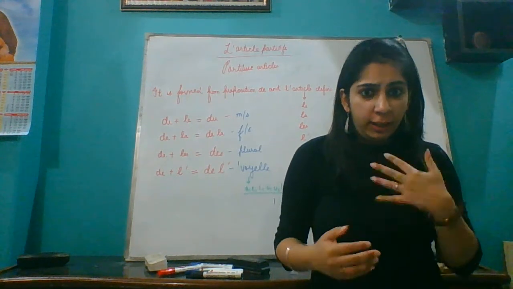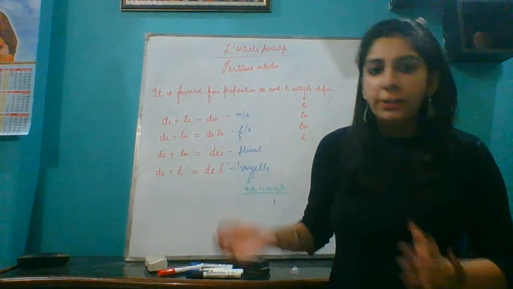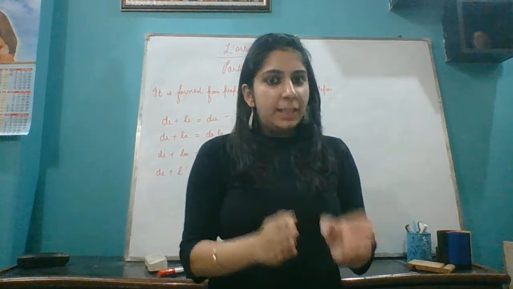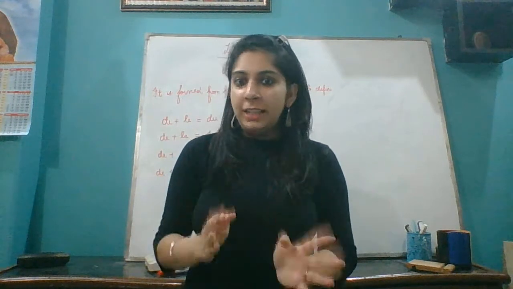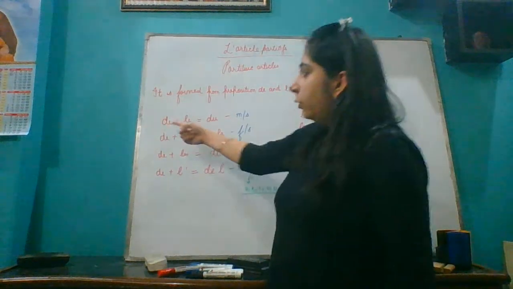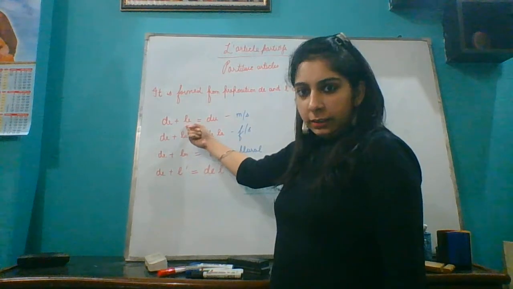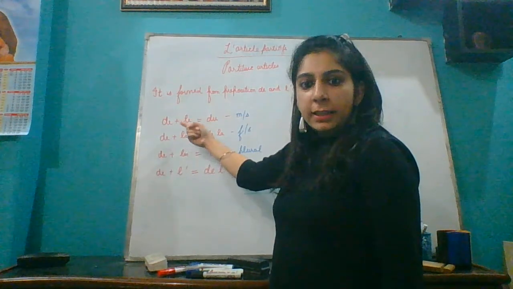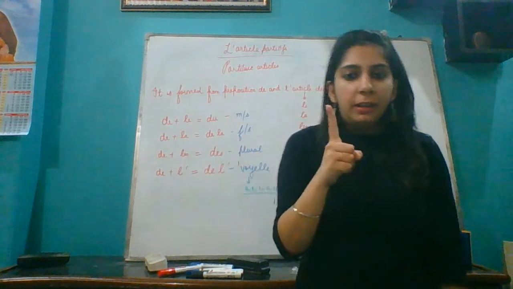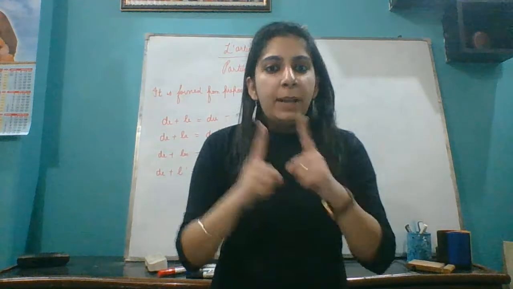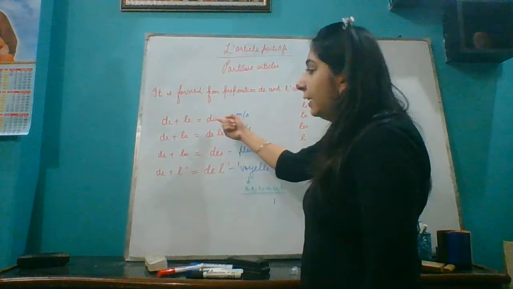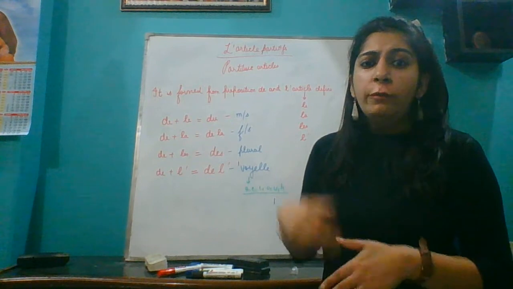I know it's a little tricky, but we'll go slow so that you can understand. So, article partitif: preposition de plus article défini makes article partitif. Let's see how they are formed. So, de plus le becomes du. So, that's the first partitive article. De plus le becomes du. So, du has a literal meaning in English of 'of the'.